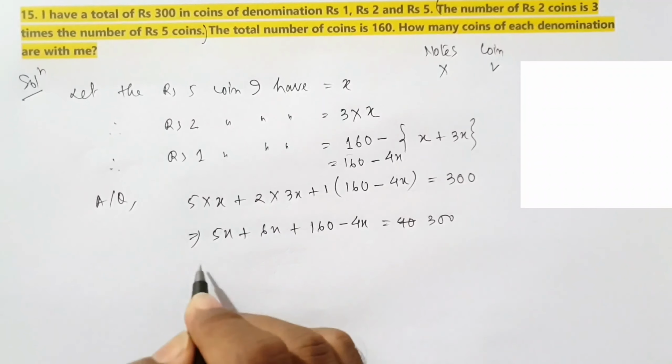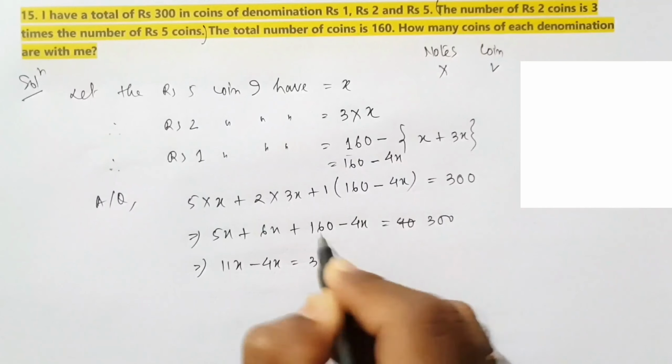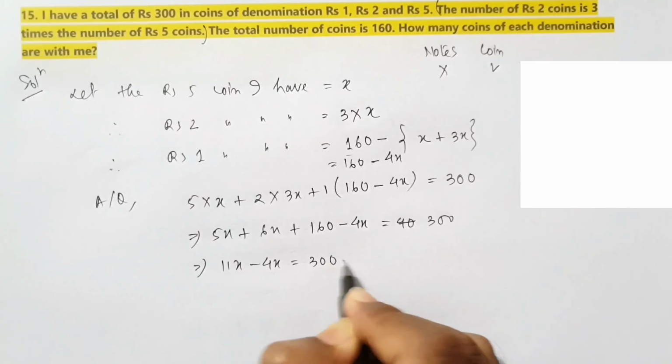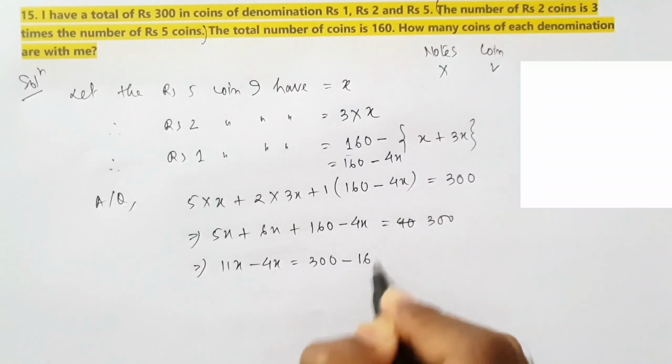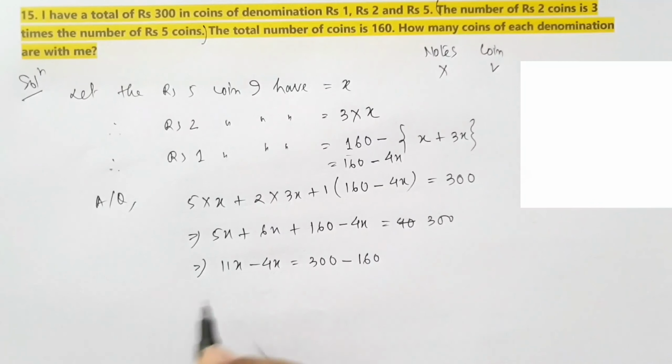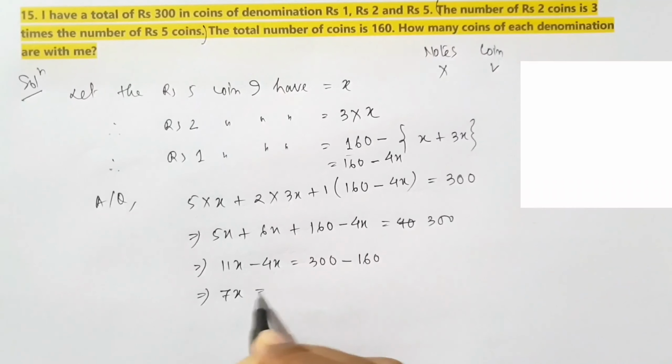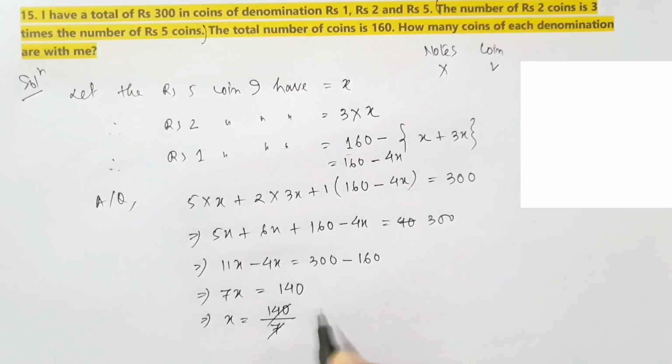Okay, so 5x plus 6x is 11x, minus 4x, is equal to 300, and this 160 will come to the right side of the equation, which becomes minus 160. 11x minus 4x is 7x. 300 minus 160 is 140. So ultimately we get the value of x is equal to 140 divided by 7. If we cancel, we get the value of x is 20.